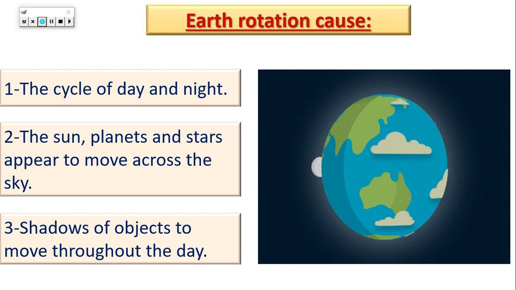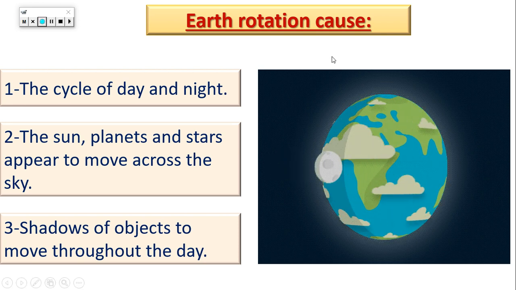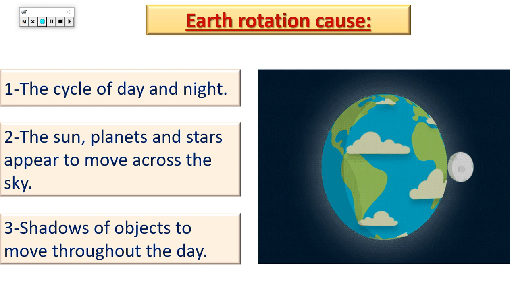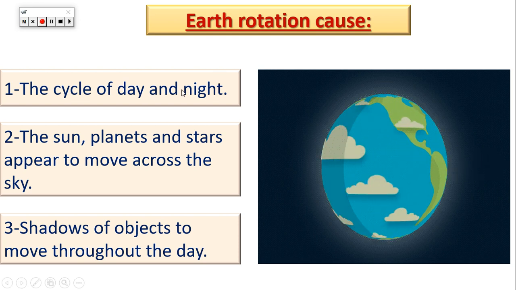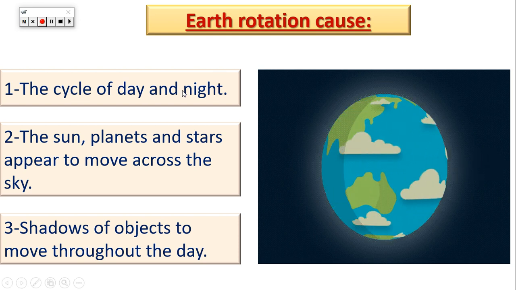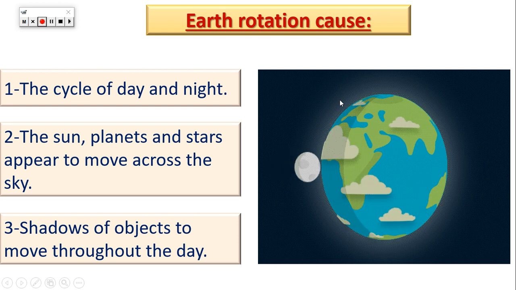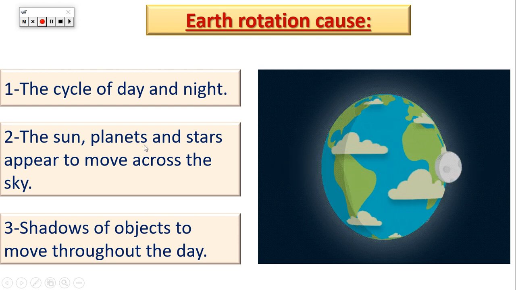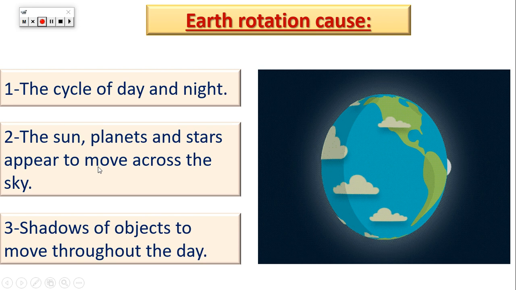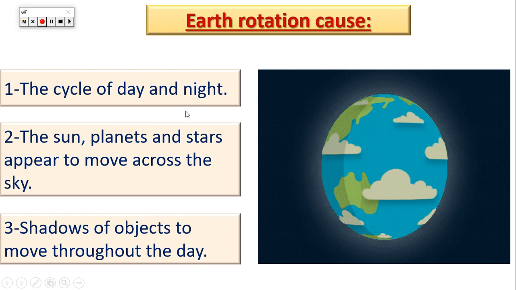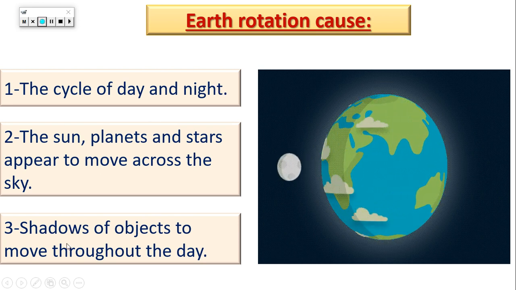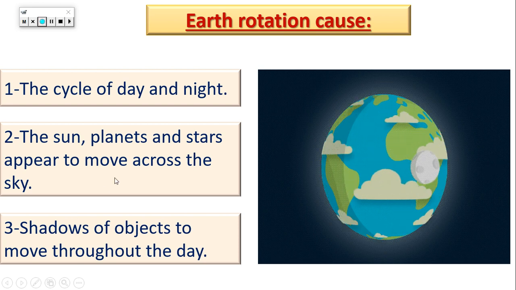As you can see in this picture, the Earth rotates around itself and it causes the cycle of day and night. The day and night happen because the Earth rotates around itself. The sun, the planets, and the stars appear to move across the sky because of Earth's rotation, and the shadow is moving due to the Earth's rotation.